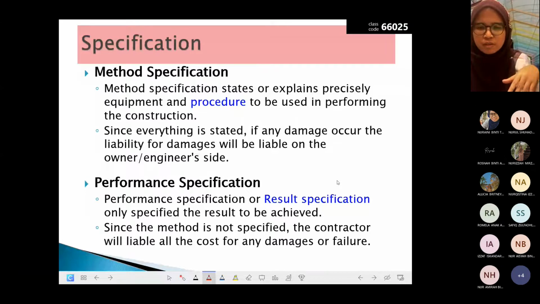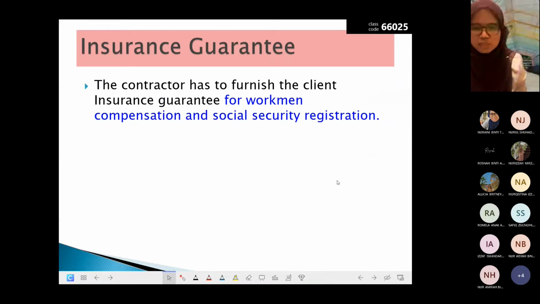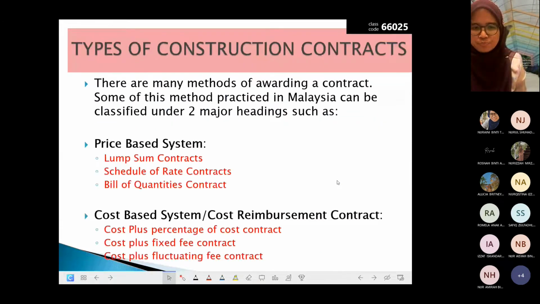Okay. Then we have yang bank guarantee ataupun performance bond, which is the 5% of the contract price and shall be valid until the certificate of practical completion is issued. Then the issue the guarantee pun sama lah macam yang kita dah discuss previously.